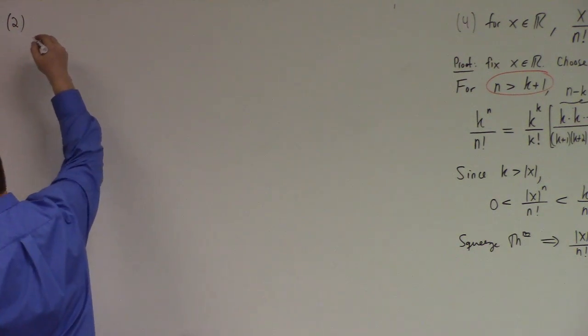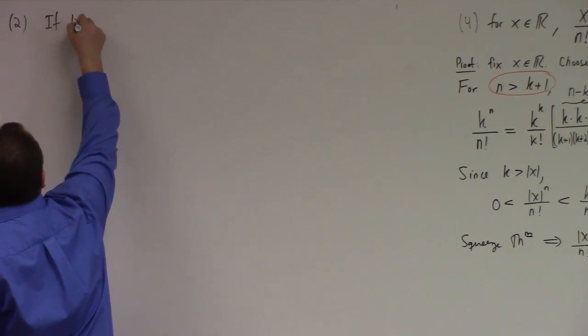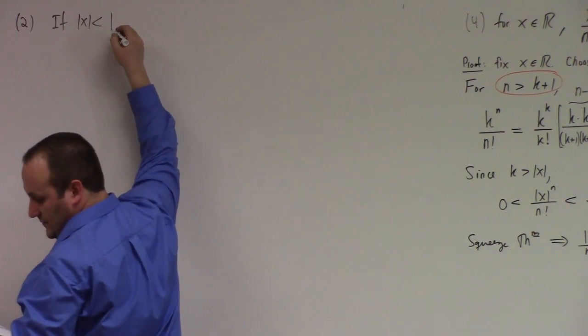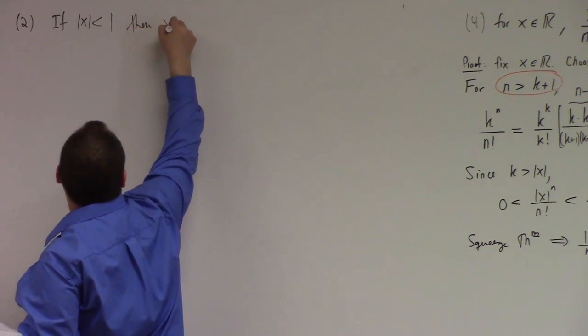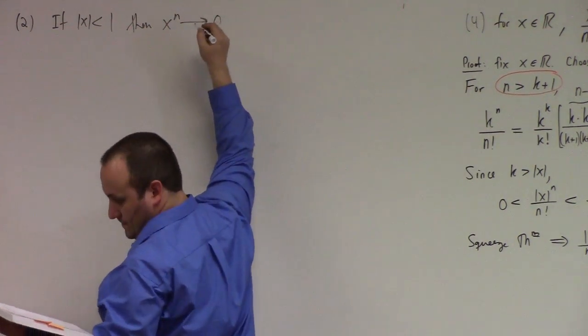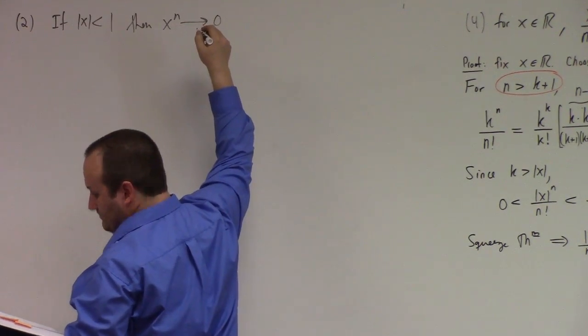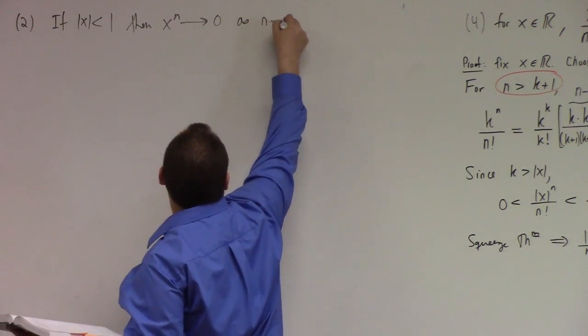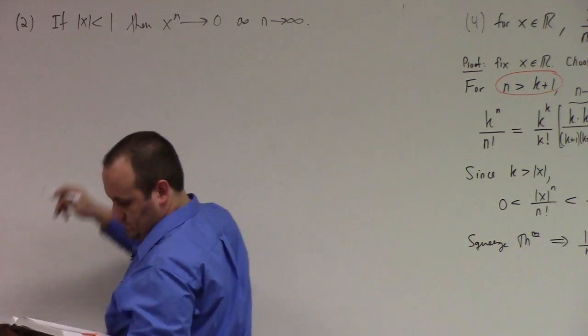All right, two. Two is this. If the absolute value of x is less than 1, then x to the n goes to 0 as n goes to infinity.